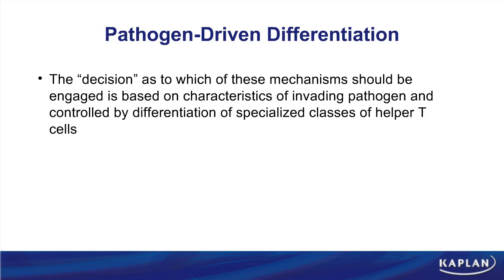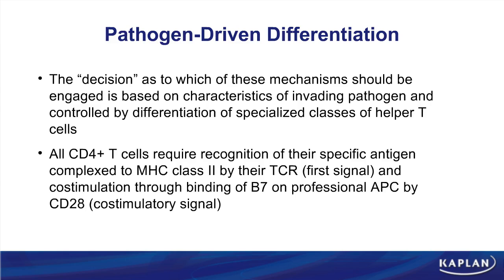With all of these different subsets, there's a couple of things that I want you to keep in mind. They are all activated through the same process. You need your primary signal, and again, that's the T cell receptor binding to its specific pathogen via an MHC class 2. We are dealing with CD4 positive T cells here, and they all require the secondary co-stimulatory signal of the B7 on the APC binding to the on switch, the CD28 on the T cell.